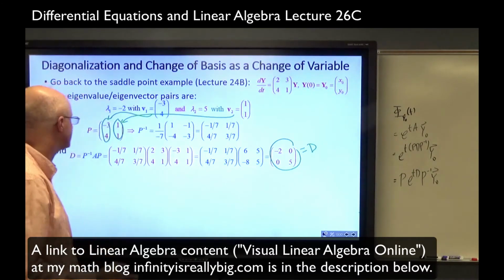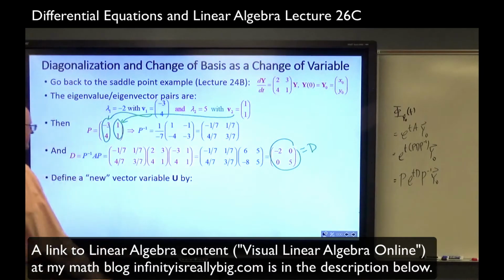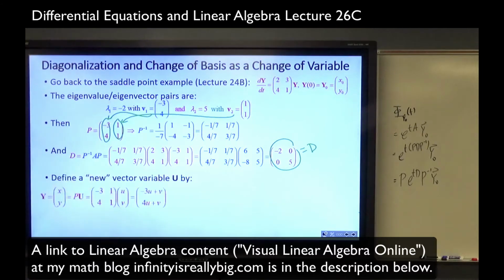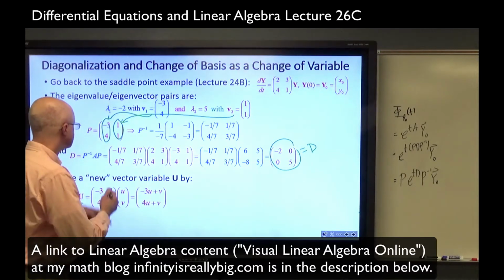But I'm not going to in this lecture. I'm going to think more intuitively in terms of variables. Define a new vector variable, boldface capital U, by the following formula. Let the old vector y be P times U, where P is this matrix here.